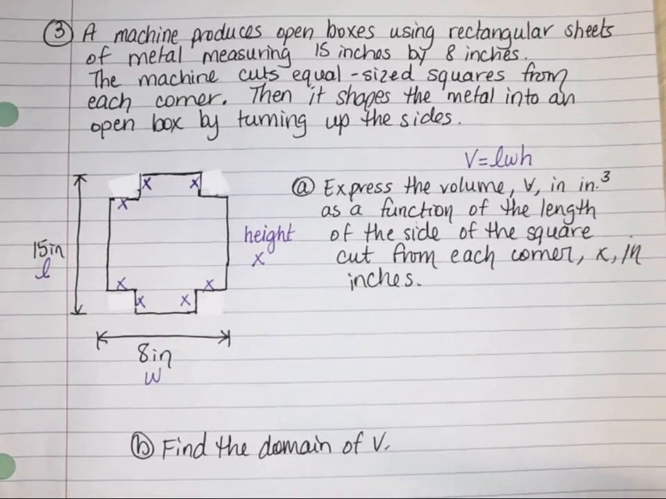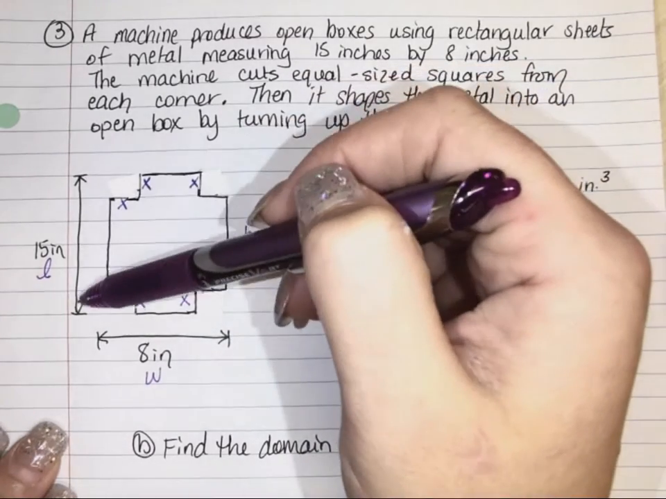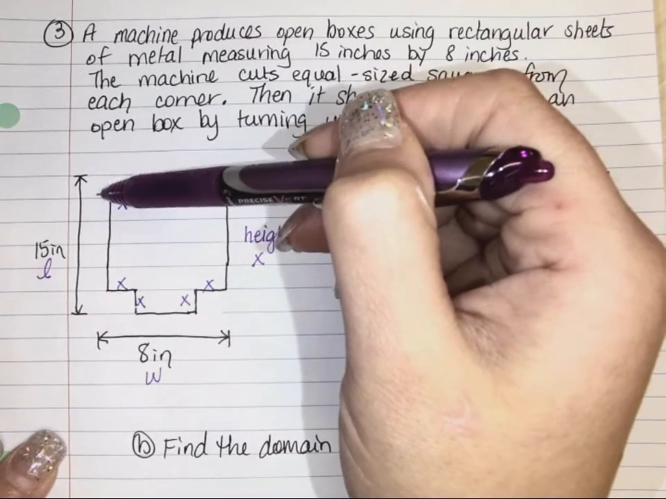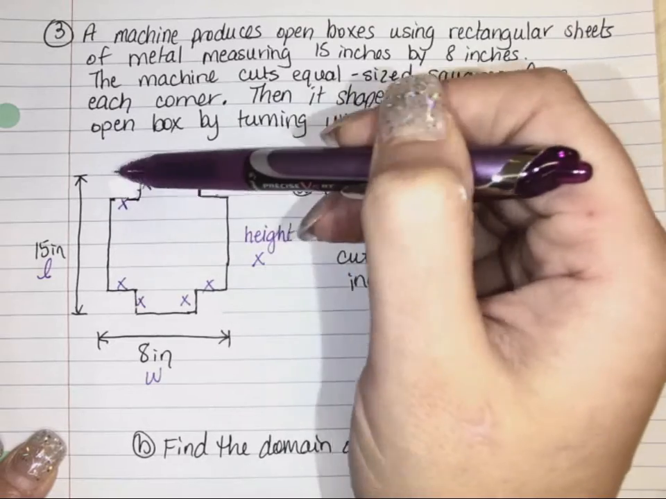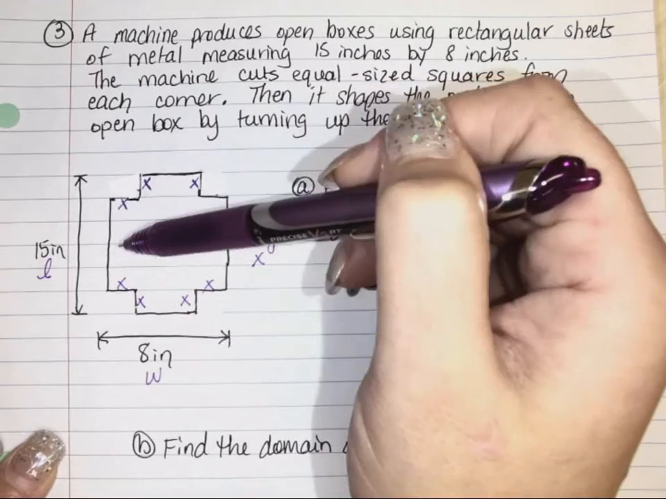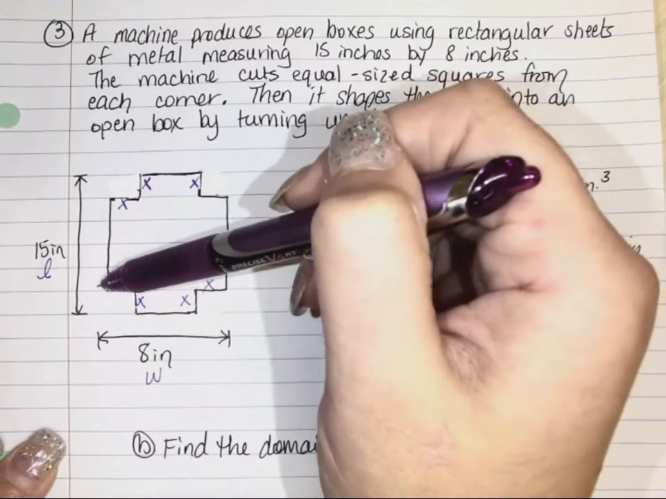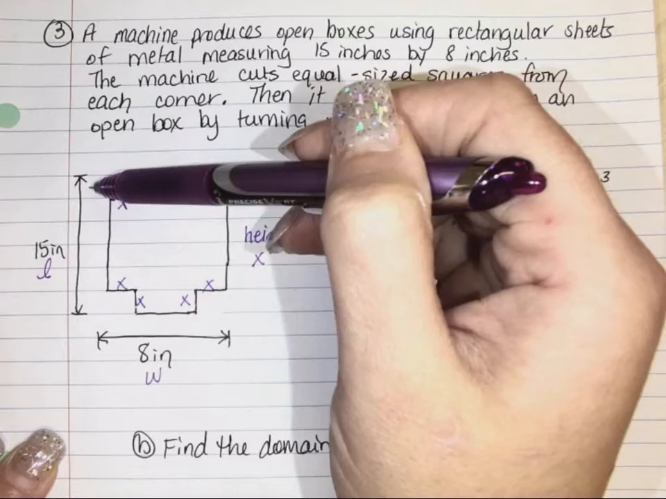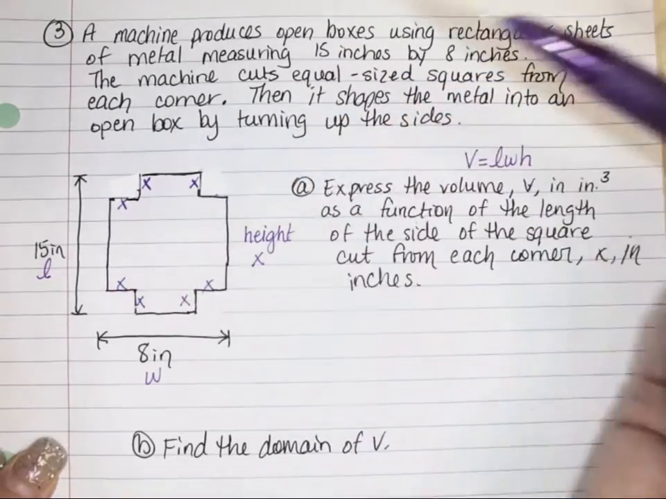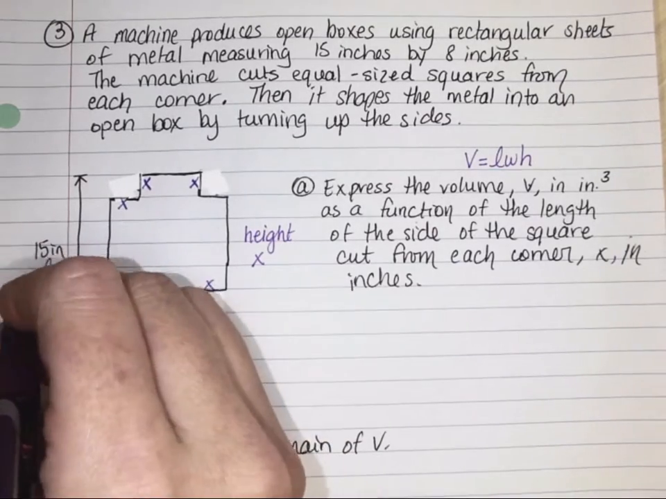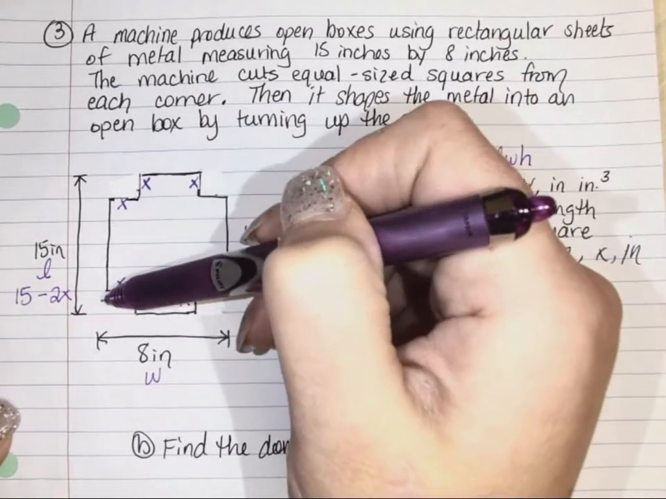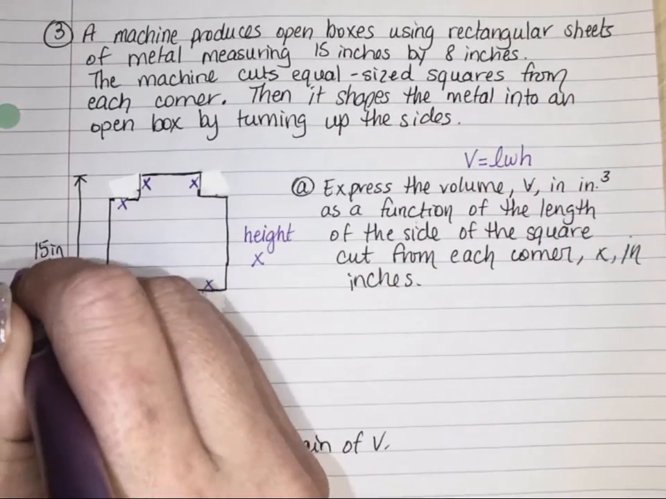But let's look at the length. The whole entire length would be 15 inches. But notice that you took an x length away, and you also took another x length away from the bottom. So you only have actually this length of your original. You subtracted an x portion up here from the length, and you cut off an x portion of the length here. So we're going to represent this length as 15 minus 2x, because you took an x off and you took an x off. So 15 minus 2x is your length.